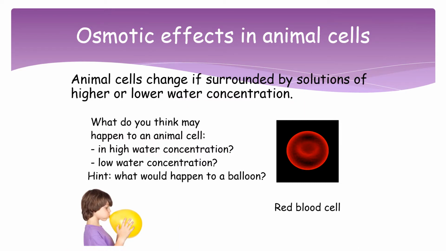There are various different osmotic effects in animal cells. If you put an animal cell in a high water concentration, so in pure water, it'll have a different effect on the animal cell than if you put it in a really salty solution, where there's lots and lots of salt and a little bit of water. Animal cells change if surrounded by solutions of higher or lower water concentration. They act a bit like a balloon.